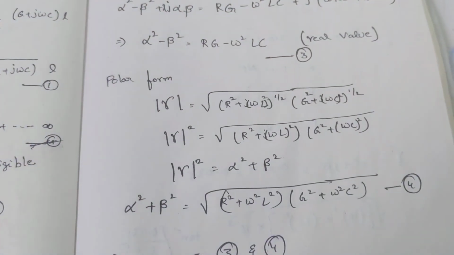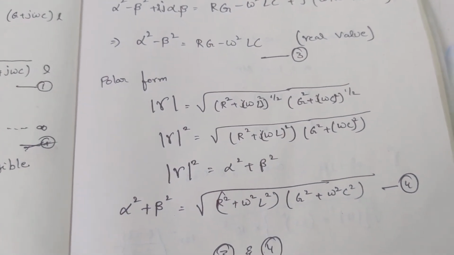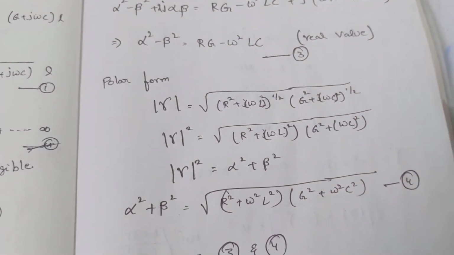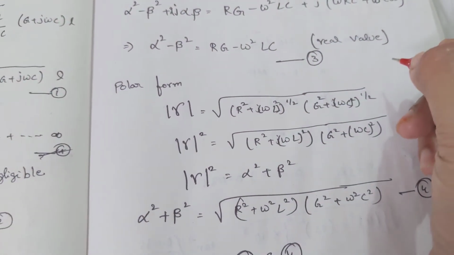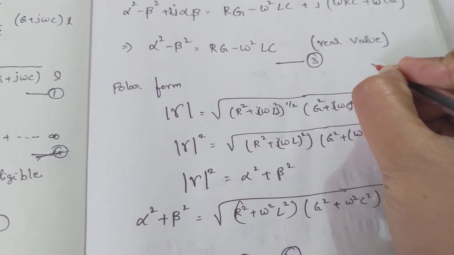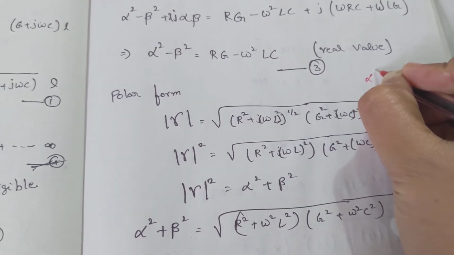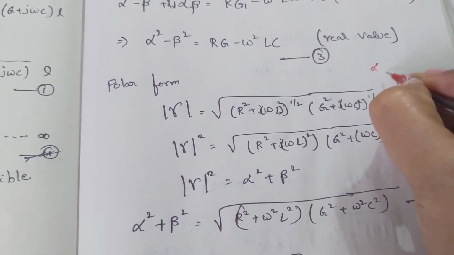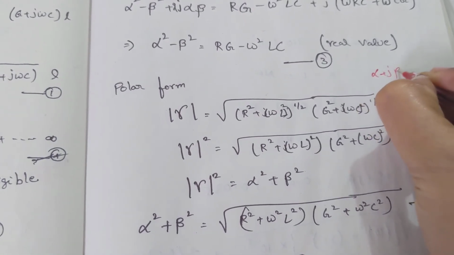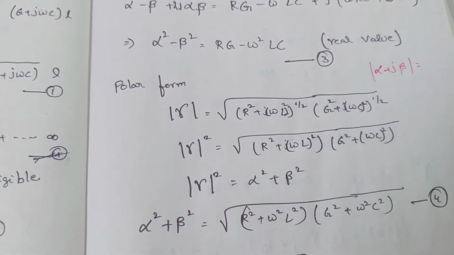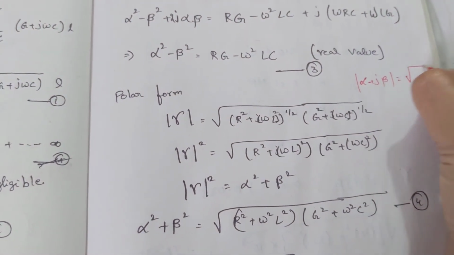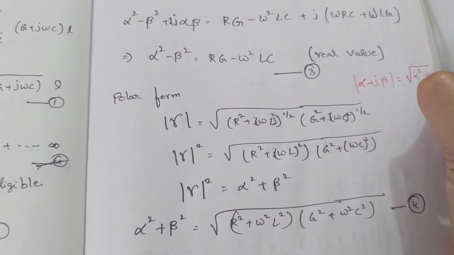For alpha square plus beta square value, you simply go for the polar format. For polar format, we need to find out the magnitude of your expression. How are we calculating the magnitude? For example, if this is my expression, and I need to find out the polar equation, the modulus of the value, how are we going to perform alpha square plus beta square?